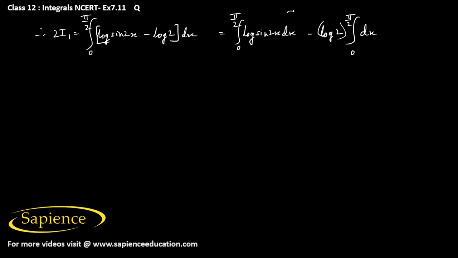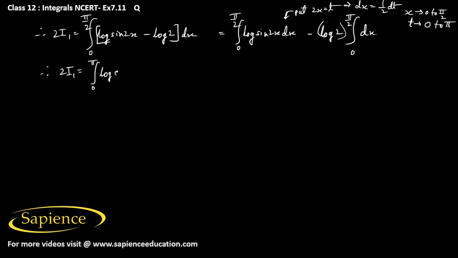Now, here in this integral, we have to put 2x equal to t. If we substitute 2x equal to t, then dx will be equal to 1 by 2 dt. And since x is going from 0 to pi by 2, now t will go from 0 to pi, since t is 2x. Therefore, this 2 I1 can be written as the integral from 0 to pi of log sine t into half dt, minus log 2 into the integral of dx, where x goes from 0 to pi by 2.